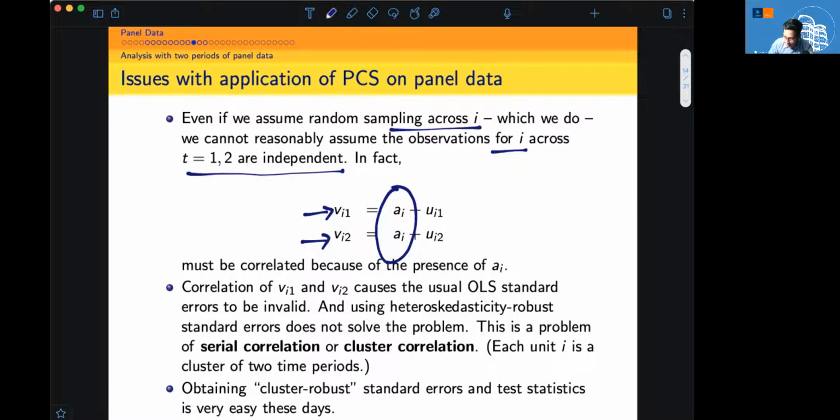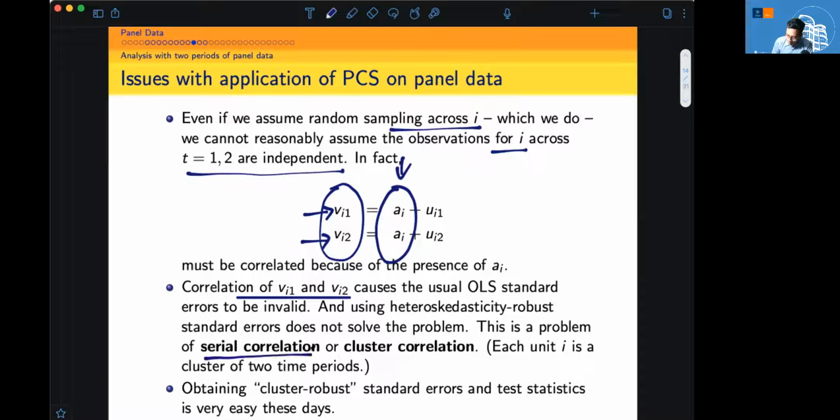Well, the main consequence is that now the shock in the composite error term in the first period is correlated with the composite error term in the second period due to the unobserved heterogeneity. So basically, the correlation of the composite error terms across time is going to cause the usual OLS standard errors to be invalid. Okay. And using heteroscedasticity robust standard errors does not really solve the problem. Okay, we're going to see a little bit of this in Stata.